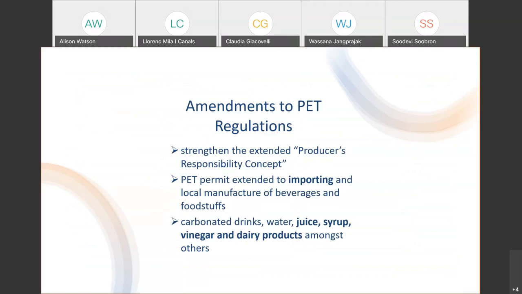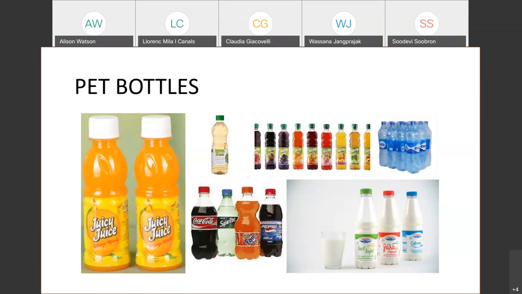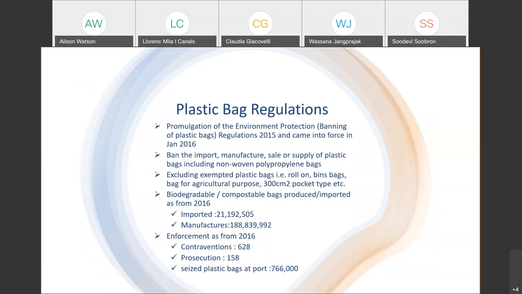So these are bottles that will be included in our PET bottle regulation, and they will be regulated, and there will be extended producer responsibility, where the producers will have to collect and recycle their used PET bottles. Next slide. So the second regulation is the plastic bag regulation.